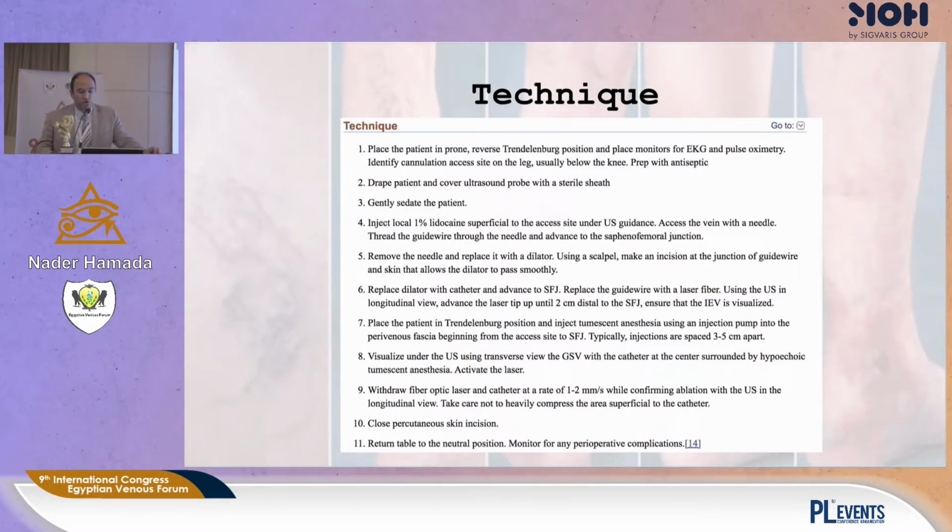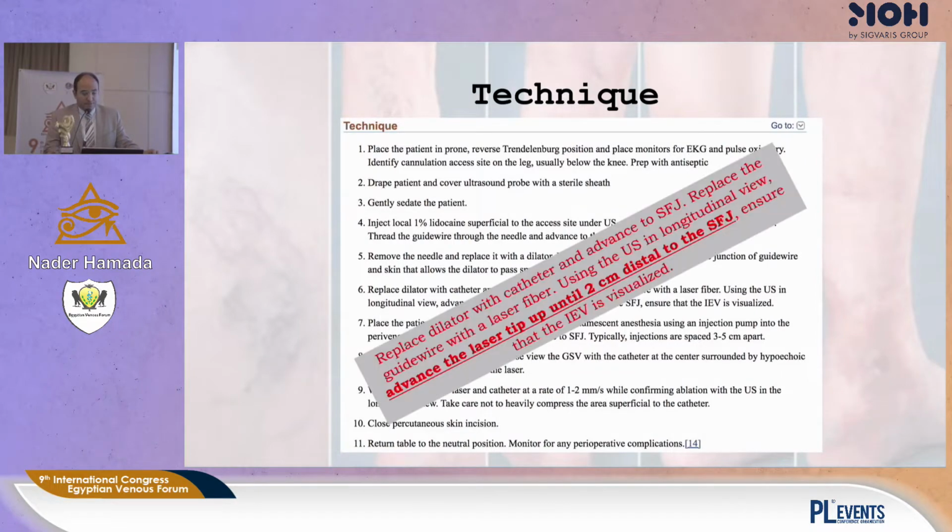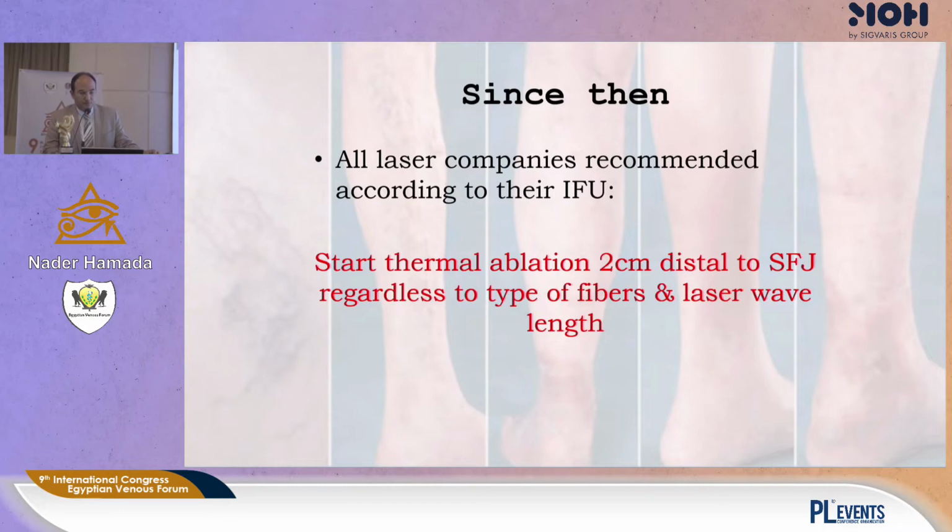replace the guide wire with the laser fiber using ultrasound in longitudinal view, and advance the laser tip until 2 centimeters distal to the saphenofemoral junction, ensuring that the IEV is visualized. So this is their own recommendation. All laser companies recommended that: start thermal ablation 2 centimeters distal to the saphenofemoral junction, regardless of type of fibers and laser wavelength.